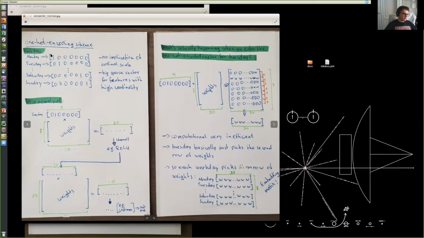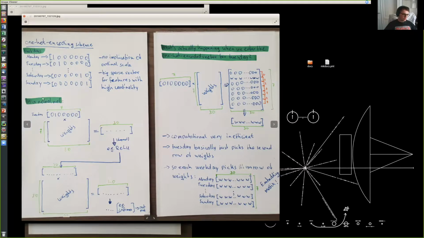And you end up with a very big sparse vector. In this case, for seven weekdays, it's not very big, but when you have what's called a high cardinality, so a lot of instances, not just 7, then you end up with a very big sparse vector.